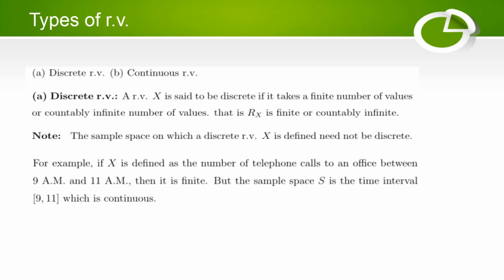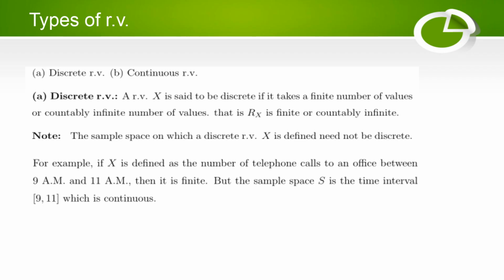Types of random variable. There are two types of random variables: one is discrete random variable and the second is continuous random variable. Discrete random variable: a random variable X is said to be discrete if it takes a finite number of values or countably infinite number of values. That is, Rx is finite or countably infinite.